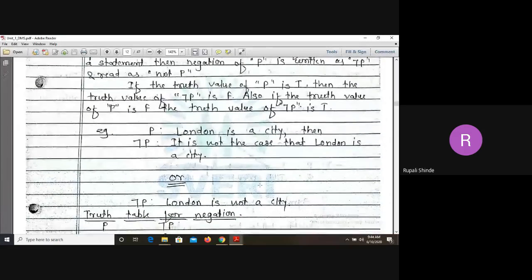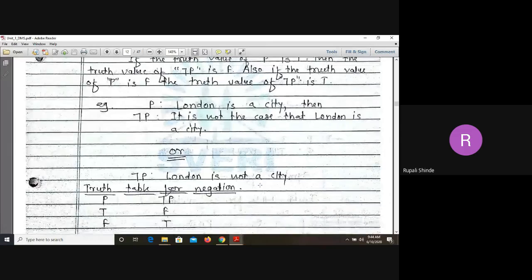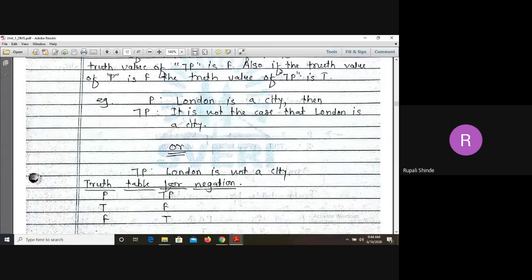Now we have to form the truth table for this statement P. If P has truth value T, then negation of P will have truth value false. If P has truth value false, then negation of P will have truth value T. So this is the truth table for the given statement. Have you understood it? Yes, ma'am.